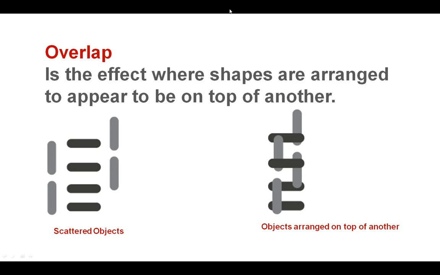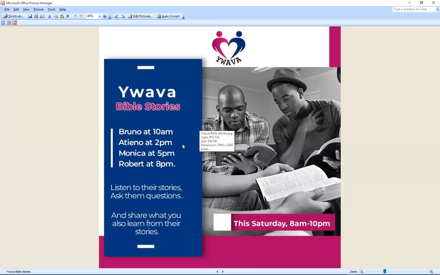Let me take you back to the other artwork that I was sharing with you. So here I have the overlap effect in play. Can you identify the overlap effect from here? Yes, the blue shape. It is overlapping the image and the pink. So you realize that this blue shape brings this information to be closer to the eyes of the person looking at this work.